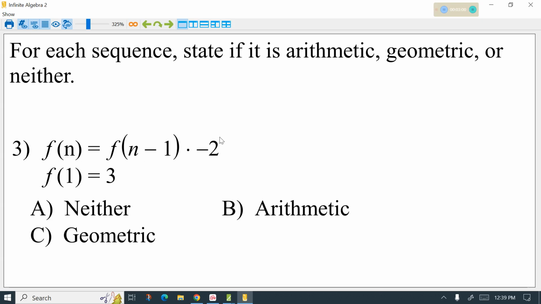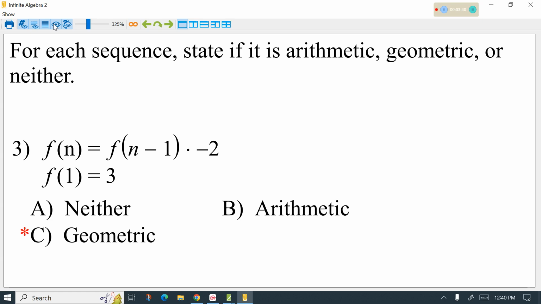So all we have here is this recursive formula. And this one tells me to get the next term, you take the one that came before, the n minus 1th term, and then multiply that by negative 2. So think about it. It's telling me the first term is 3, and to get the next one, you multiply 3 times negative 2. So when you're multiplying by the same thing every time, that means you have a geometric sequence. So this one is geometric.